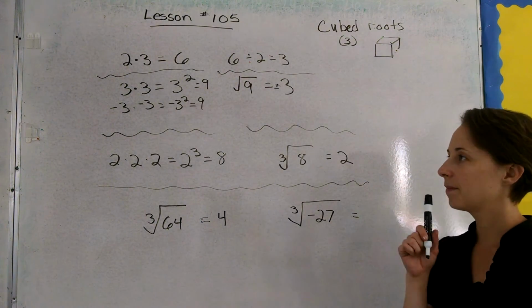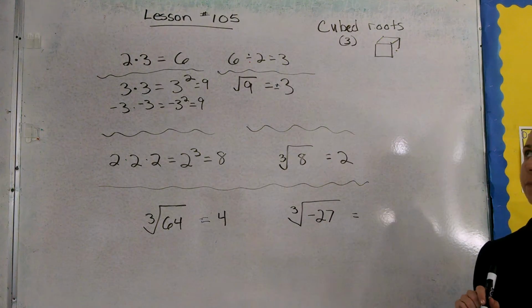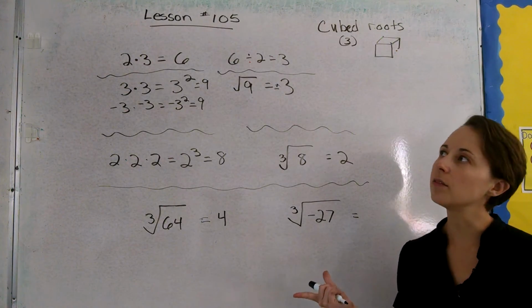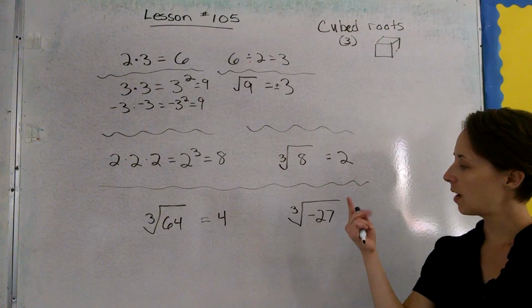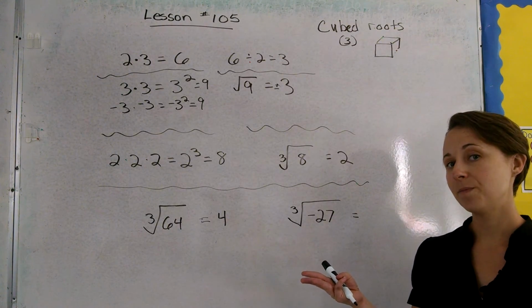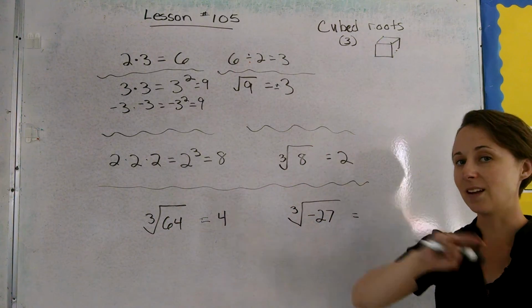Negative 27. I'm going to end up with a negative number. I want to multiply 3 numbers together. Well, I know a negative times a negative makes a positive. But a negative times a negative times a negative would be a negative number. 2 negatives together would make a positive. And the positive times the last negative would give us the negative.